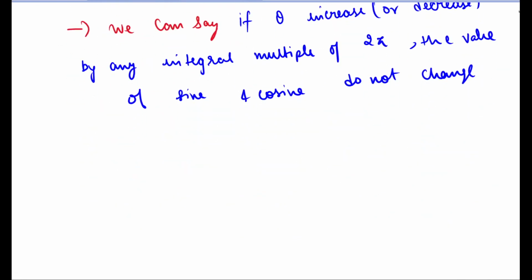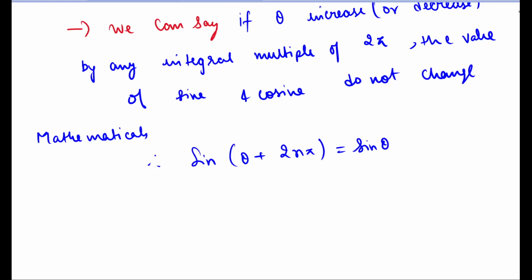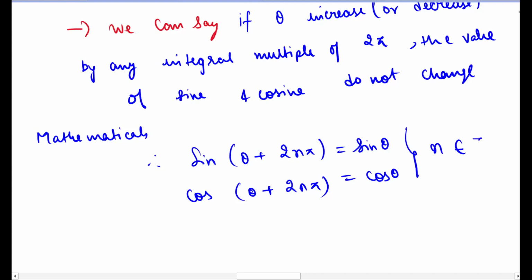So mathematically we can write sine of (theta plus 2 n pi) is equal to sine theta, and cos of (theta plus 2 n pi) is equal to cos theta, where n belongs to integers. So from here we get the values of theta after which sine and cosine do not change.